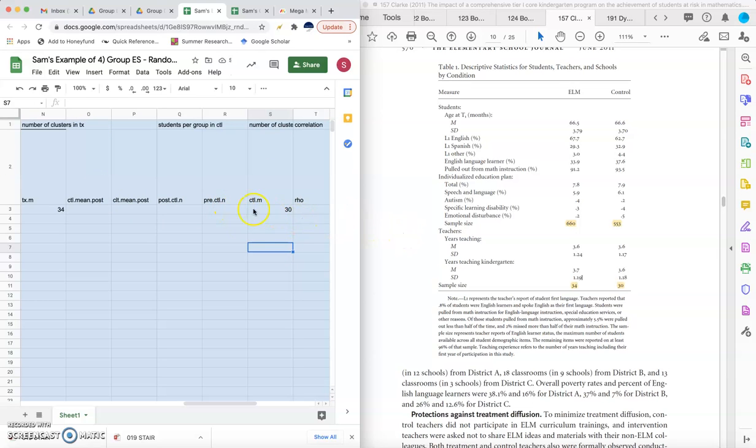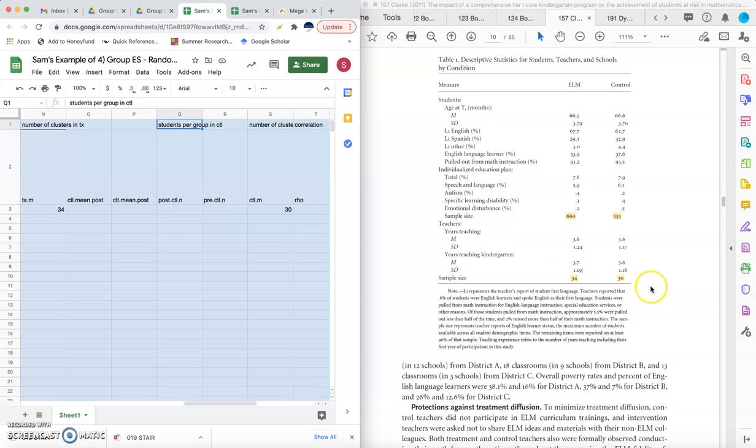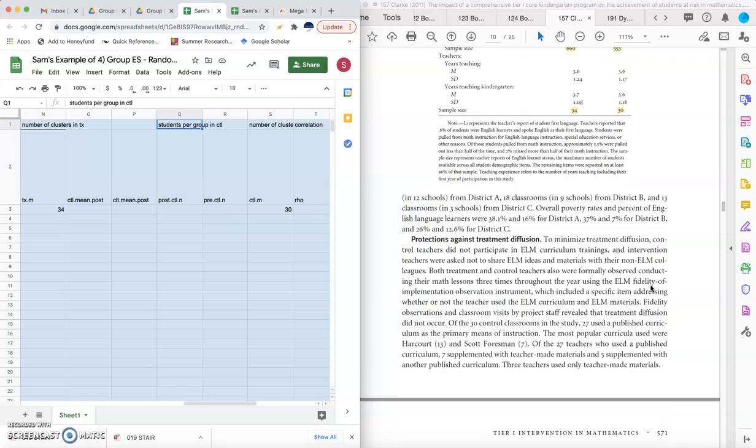Okay, what I'm really looking for is I need to also figure out the pre-test, post-test means, all that good stuff. But I also need to figure out how many students are in each classroom. So I'm going to scroll down and keep looking for this information.